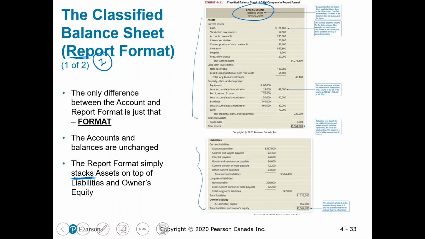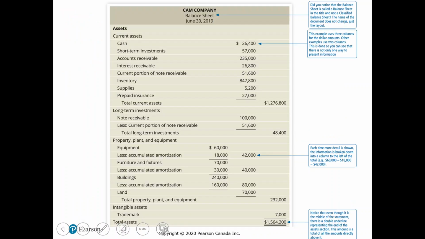Okay, so let's take a look now at just a little bit more detail. So this is a blown up example of the classified balance sheet for CAM company. So we know with any type of financial statement, we name it with the company name, what statement it is, and then the date. So the balance sheet is always at a date. So this one's at June 30th, 2019.